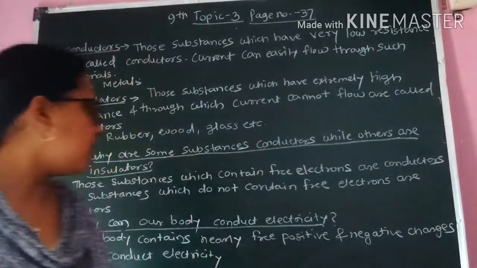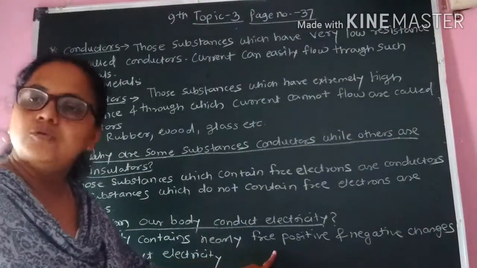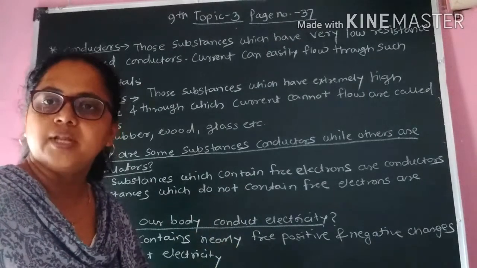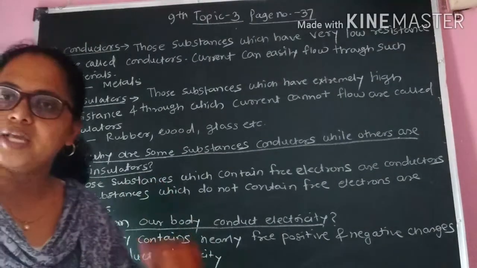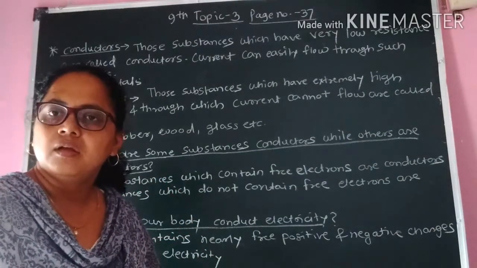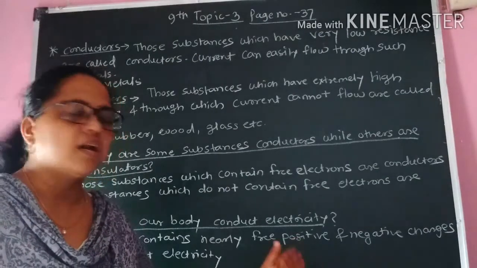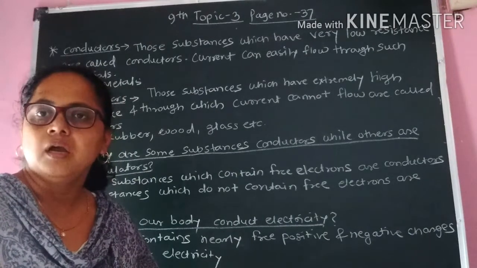So you can see here, our body contains nearly free positive and negative charges. That is, in our body also positive and negative charges are present, so it conducts electricity. Always remember that in our body positive and negative ions are present, so our body conducts electricity.